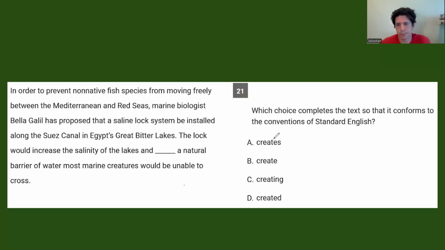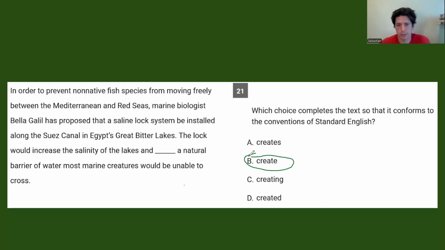Okay. So then also you have to think about it's not just the lock creates or created, right? It's the lock would. So how would you say? Would you say would creates, would creating? You would say would create. So it would be B.